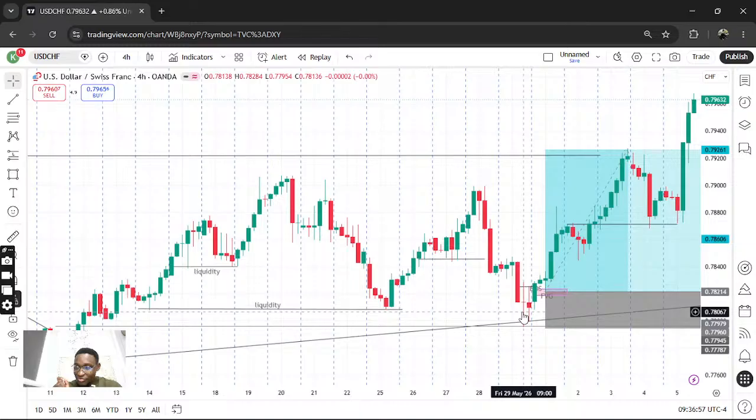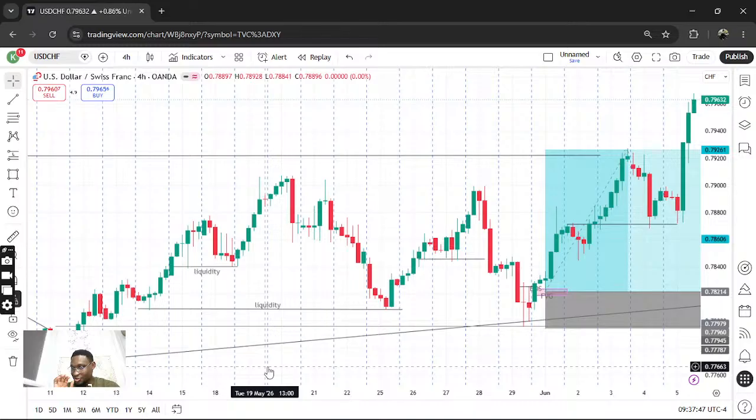And that doji happened at an order block. It is a sign. You don't need to rush. You have to wait. Then wait for the next candle to finish. Now, if you look at the next candle that's formed, it is more like a spinning candle.